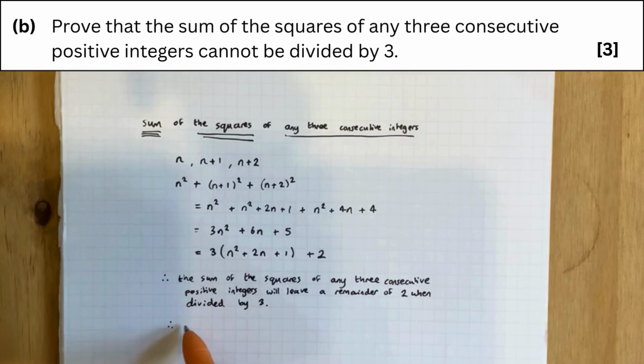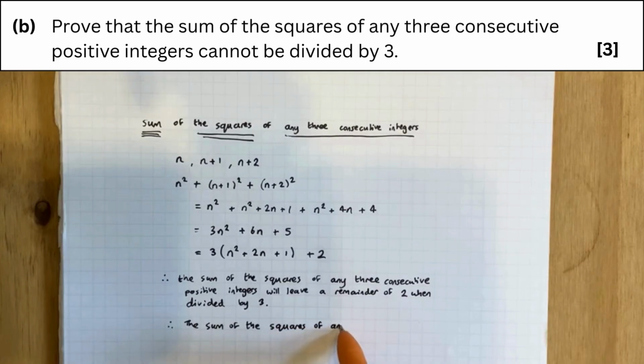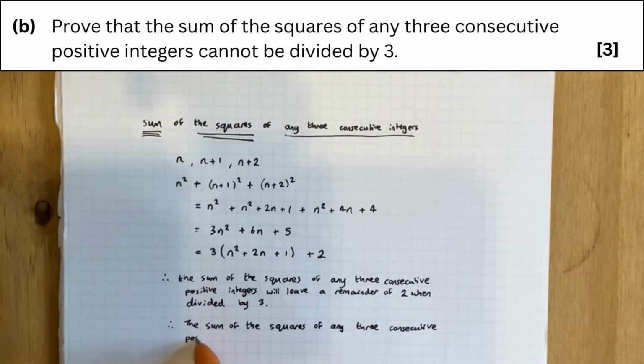I'm then going to copy out the original question just to say, therefore, if it leaves a remainder of 2, then it's not leaving a remainder of 0, which means that it's not got a factor of 3. So I'm just going to rewrite the question to say the sum of the squares of any 3 consecutive positive integers cannot be divided by 3. And that will get us our full 3 marks.